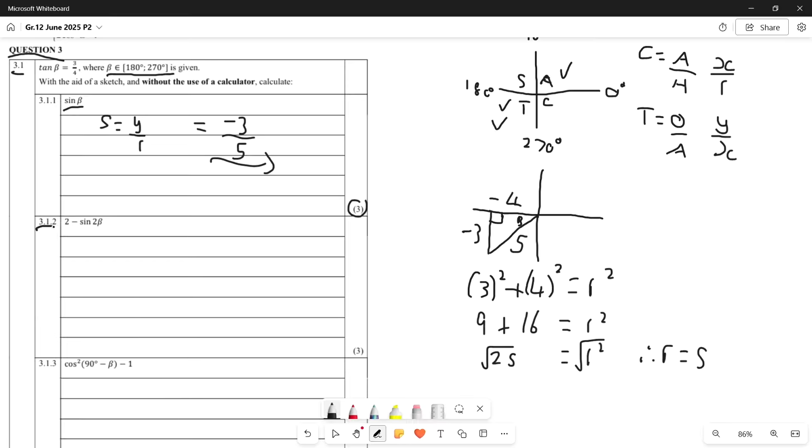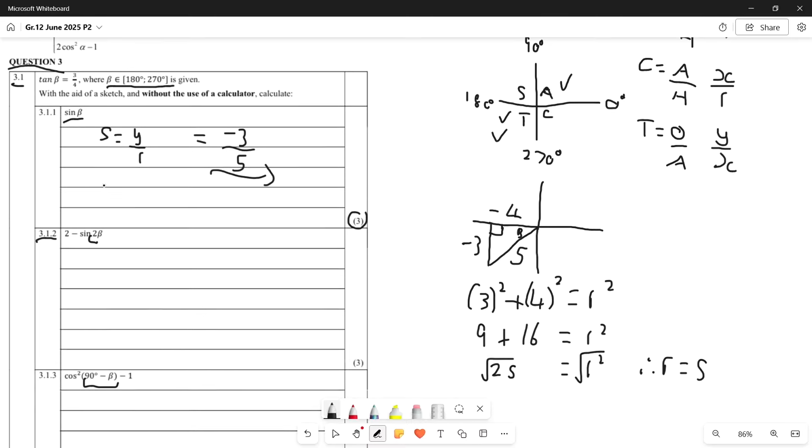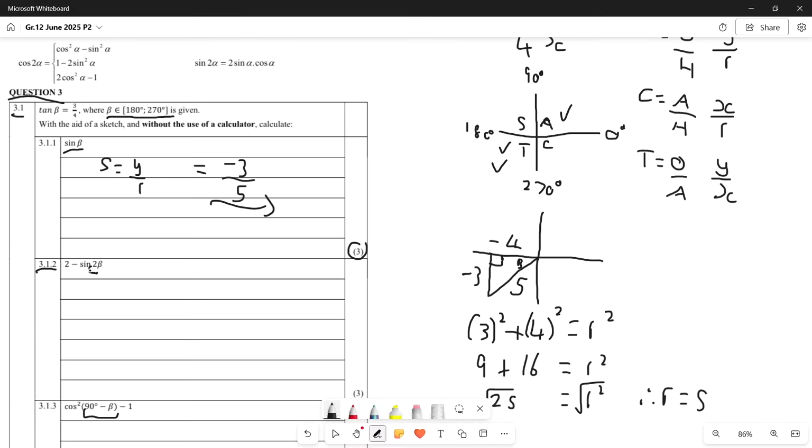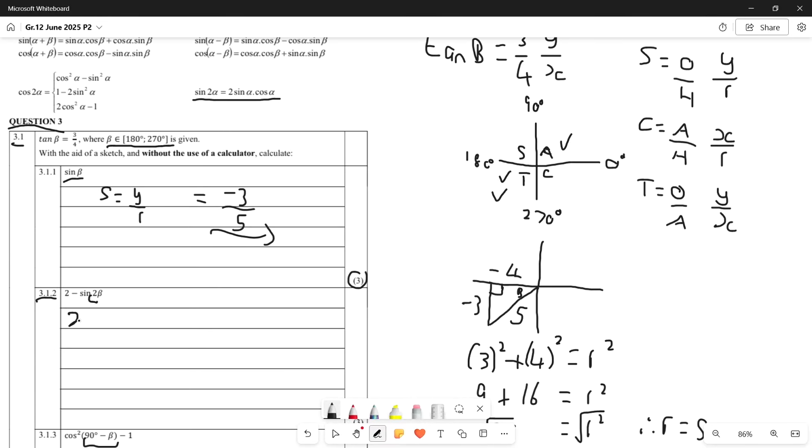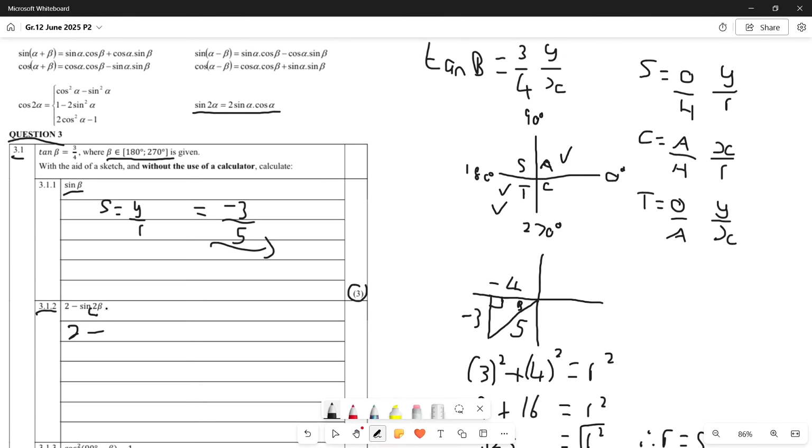And then 3.1.2, it says 2 minus sine 2 beta. So whenever something is affecting an angle here, or like this one coming up for 3.1.3, we have to unwrap it in some sense. Whenever there's a 2 here, we have to check our formula sheet because we have a double angle formula over here. So what we need to do is keep the 2 there, but then expand the sine 2 beta, because we can't just sub in based off of this angle, because our reference angle is only beta, which means we have to expand it into 2 sine beta cos beta.